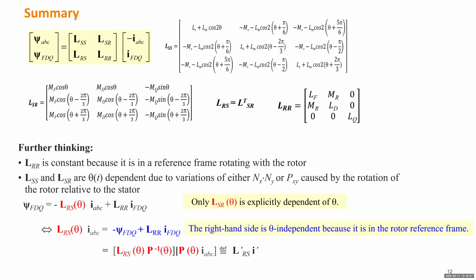If we can do that, we can transform the current to I prime, which is some current that still carries all the information of I. We can also call the L matrix transformed by P inverse some new L matrix. We are going to utilize this as the parameters for the coupling between the stator and rotor windings. Any question?